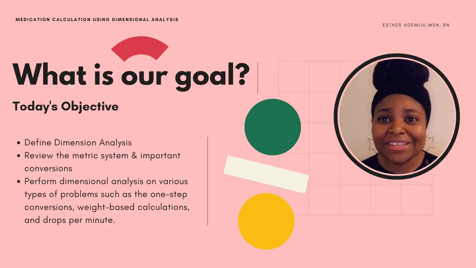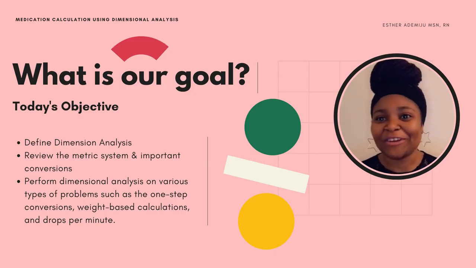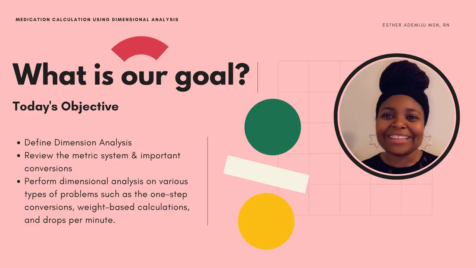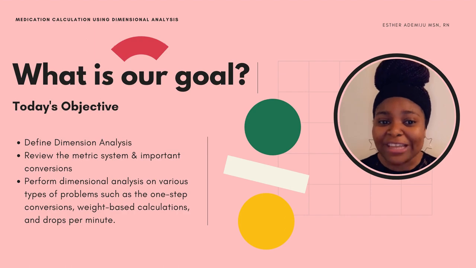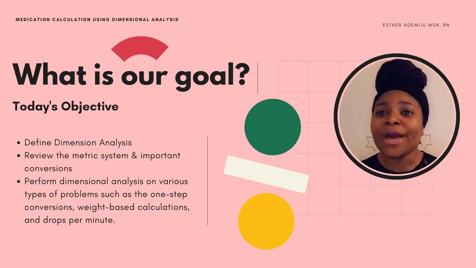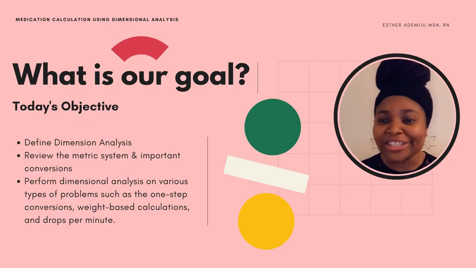So let's look at the objectives that we must achieve at the end of today's tutorial. One of that is defining dimensional analysis. We need to understand it, right? Like, what is this dimensional analysis all about? And secondly, we're going to look at some metric system and conversions, some important conversions you gotta have at the back of your mind. And finally, we are going to spend some time performing some dimensional analysis on various types of problems, three types of problems: one type conversions, weight-based calculations, and drop per minute styles of calculations. So grab a paper, grab a pen, and grab your calculator or your phone and join me.